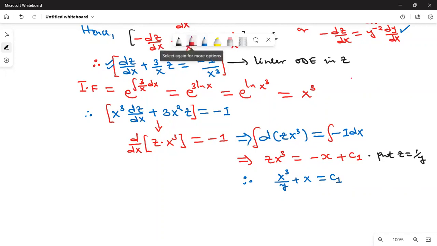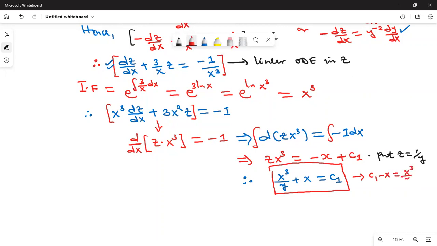So this is our first integral curve, the first solution. You see from here, you could write c1 minus x is equal to x cubed over y, of which you could also make y the subject. y is equal to x cubed over c1 minus x.